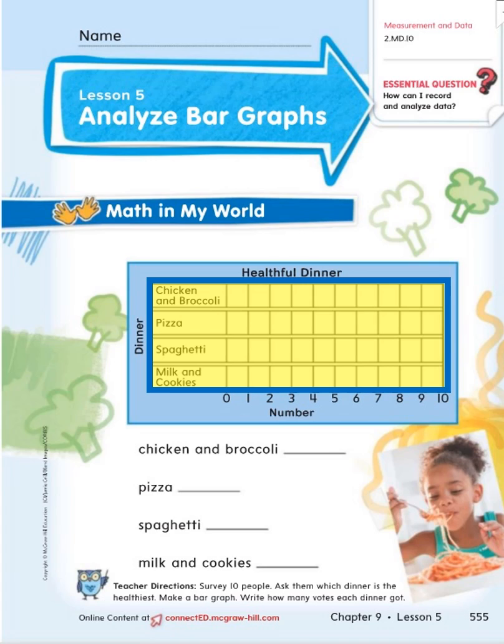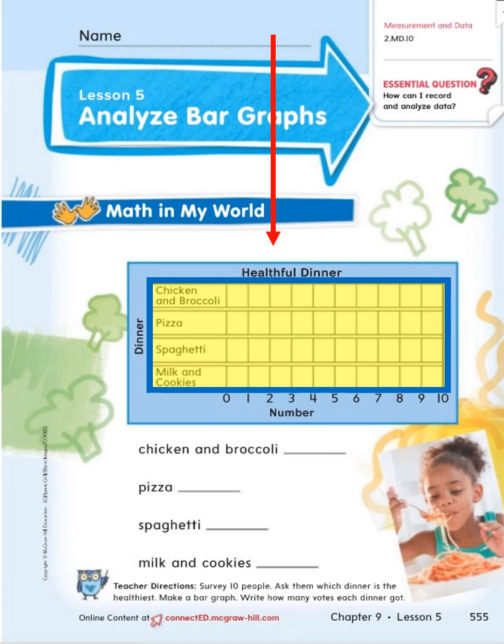Now let's look at this chart here. We would do this a little bit differently in class. You're going to have to ask family members or friends. Maybe you'll have to make a few phone calls to get information. But this chart wants us to ask about what people think the healthiest food is. The reason I know that is that this chart, like all good ones, is labeled. There it says healthful dinner.